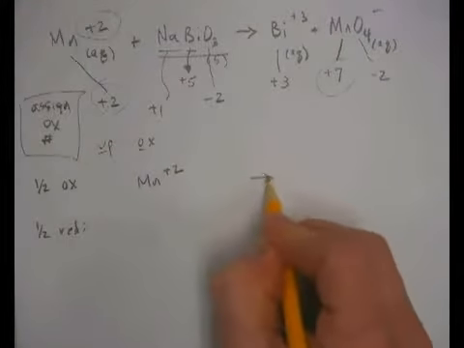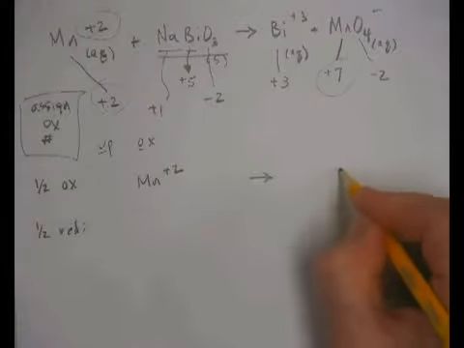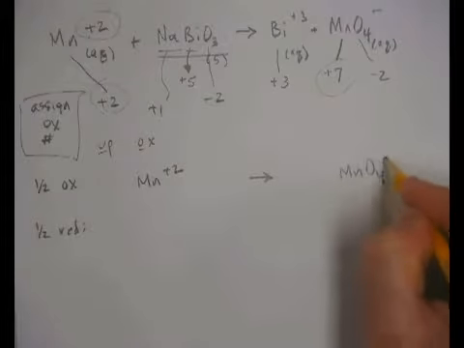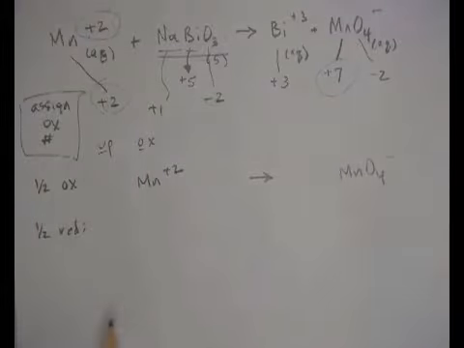Look how I leave lots of space here in between so I can balance this later. And then MnO4-. Look at how I left lots of space over on this side too. It's my oxidation half reaction.